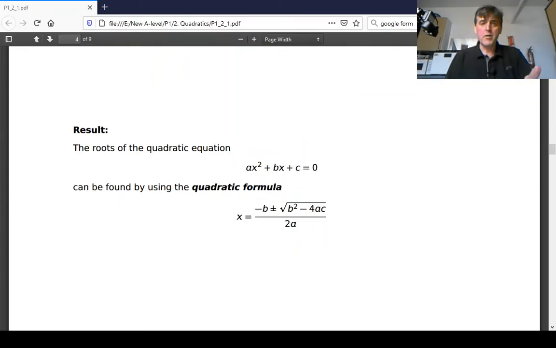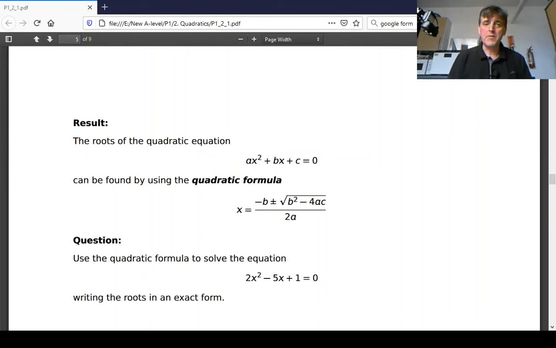Okay, so that is a method which you definitely do need to know how to do. You need to know how to factorize quadratics and solve equations using it. However, there is another method which I'm sure most of you will probably have seen before as well, which is the quadratic formula, which will just tell us the answer straight away. It's on the screen there. I'm sure it looks familiar to you.